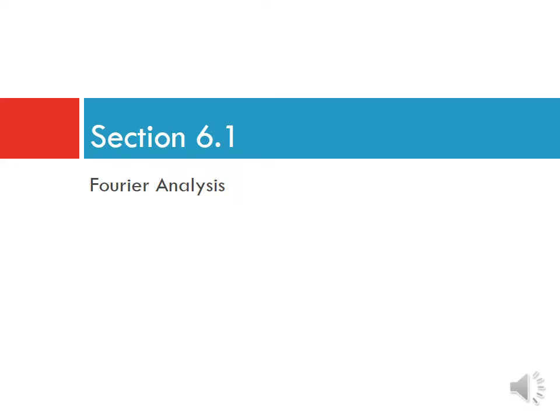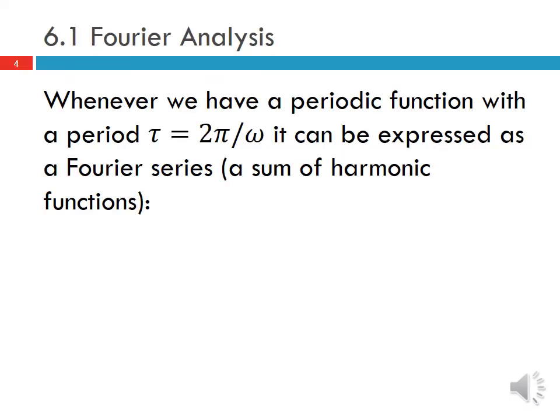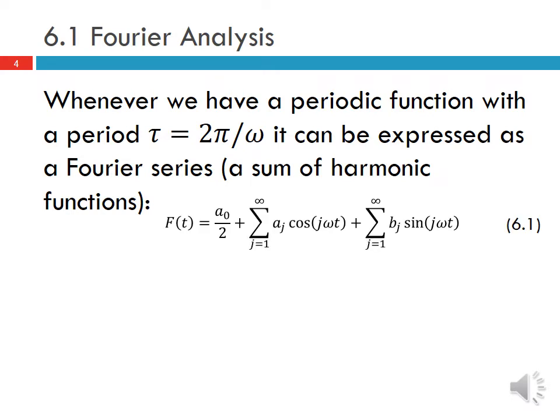So in considering these types of functions, to do the analysis, we need to use something called Fourier Analysis. In general, whenever we have a periodic function with a period tau equal to 2 pi over omega, where omega is the frequency, it can be expressed as a Fourier series, which is a sum of harmonic functions. For example, any periodic function f of t can be represented by this sum, where we've got a0 over 2, and then the sum of aj cosine j omega t, and a sum of bj sine j omega t.